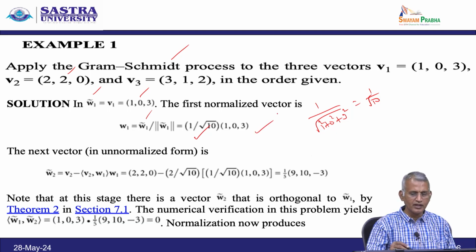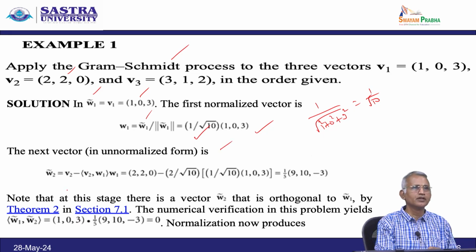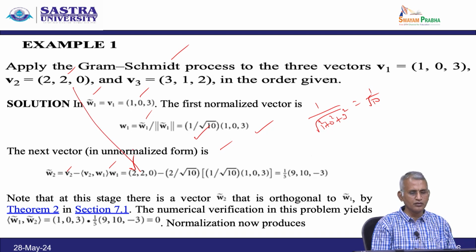So, this way we can calculate W1. Based on this technique, we go to the next vector, whose unnormalized form is W2 equal to V2 minus inner product of V2 and W1 into W1. V2 you know is (2, 2, 0), and W1 you just found out. So you have to take that, and W1's value you already know.